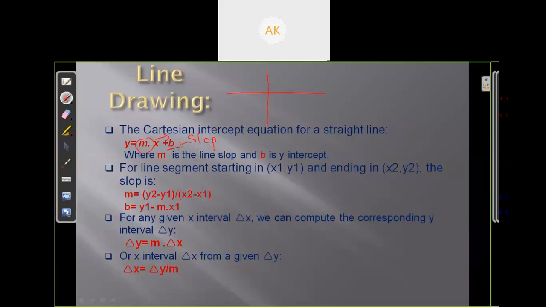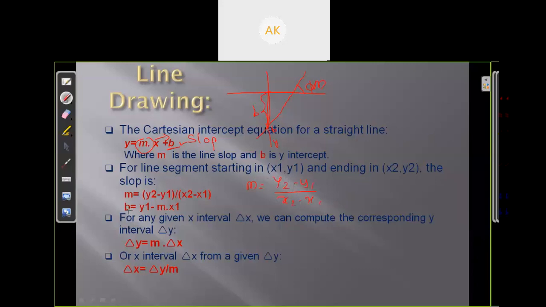Suppose this is your line. So what is the slope of this line, and at which point is it intersecting the y-axis? This is the intercept, the value of b, and this is the value of m. Okay, what is the slope of your line? You can calculate the slope, m. What is the formula to calculate the slope of a line? (y2 minus y1) divided by (x2 minus x1). This is a simple formula to calculate the slope.